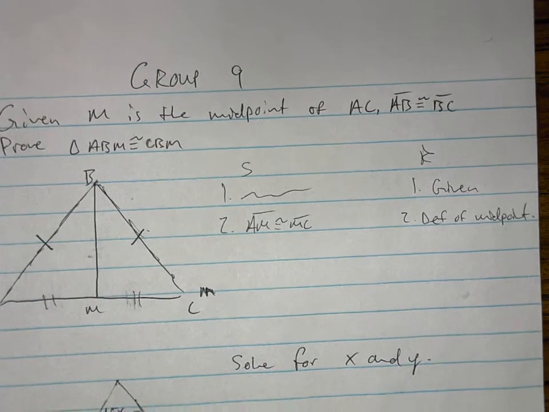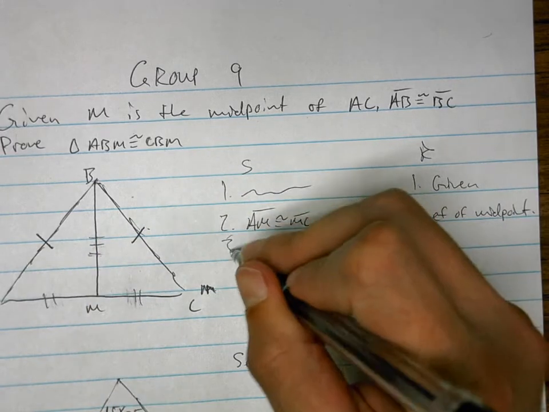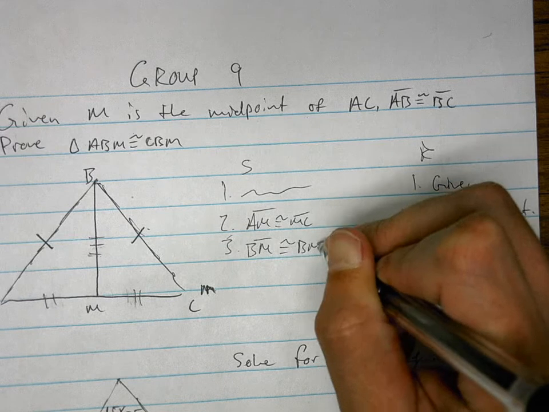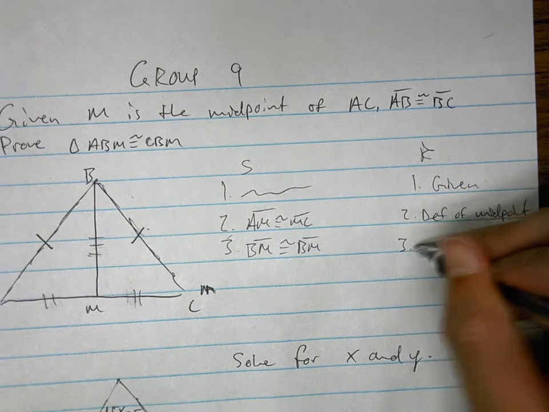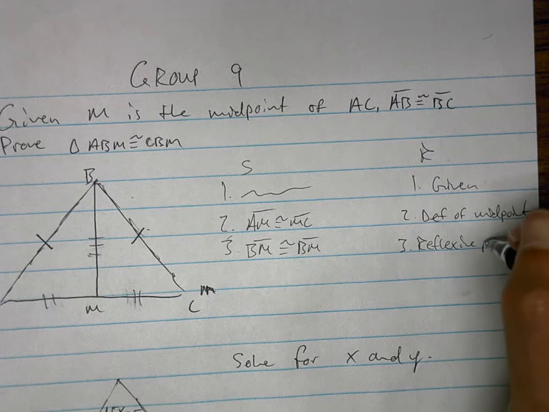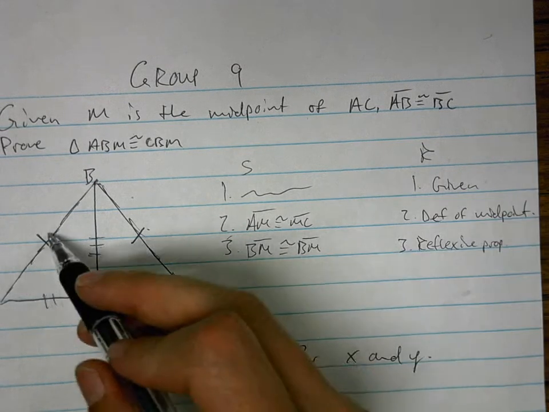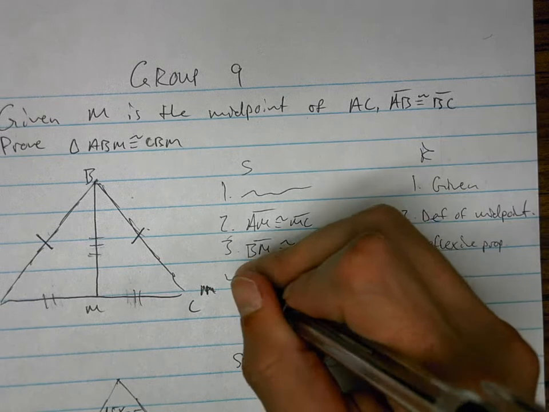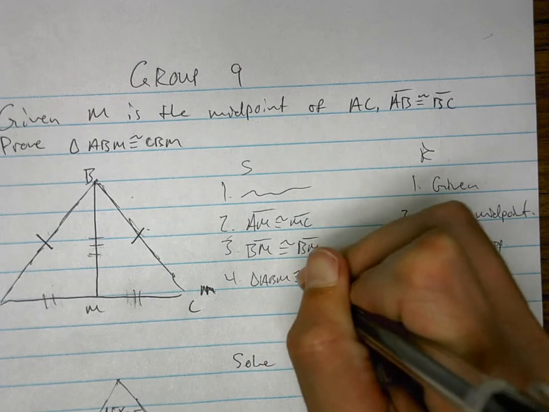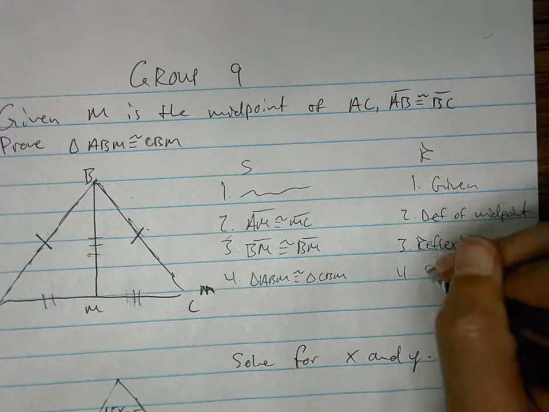Next, we have the reflexive property. It's being cut right down the middle, so BM is congruent to BM. And that is because of the reflexive property. And we have 1, 2, 3 sides marked. So therefore triangle ABM is congruent to triangle CBM by side, side, side.